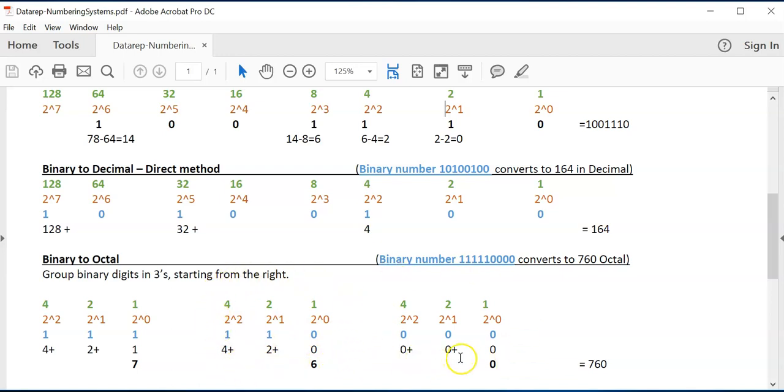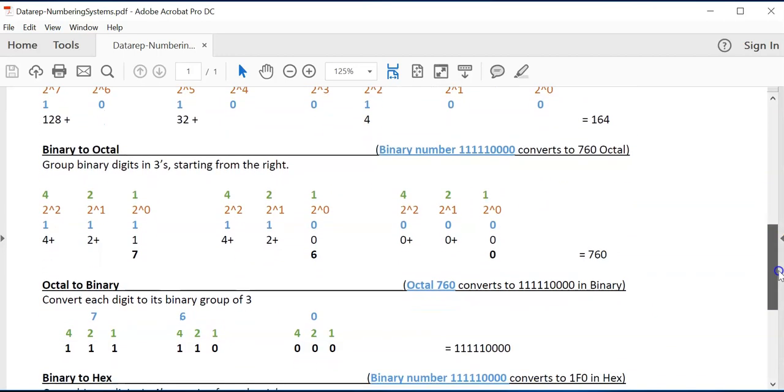So this group gave you an answer of 0 because none of them were 1. This group gave an answer of 6 because we had a 4 plus 2. And this group gave us a 7 because there was a 1 plus 2 plus 4. We have to pick all of them. So the answer is 760. So in the final result here, you don't add them up. When you're doing binary to octal, you simply write down 7, 6, and 0, and that's your octal number. Okay?